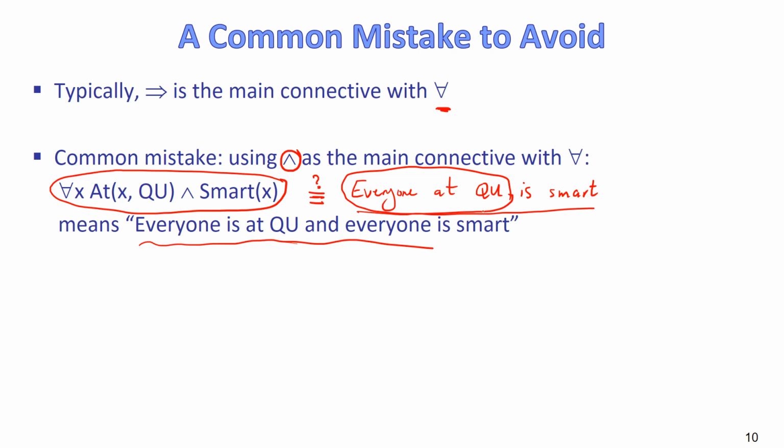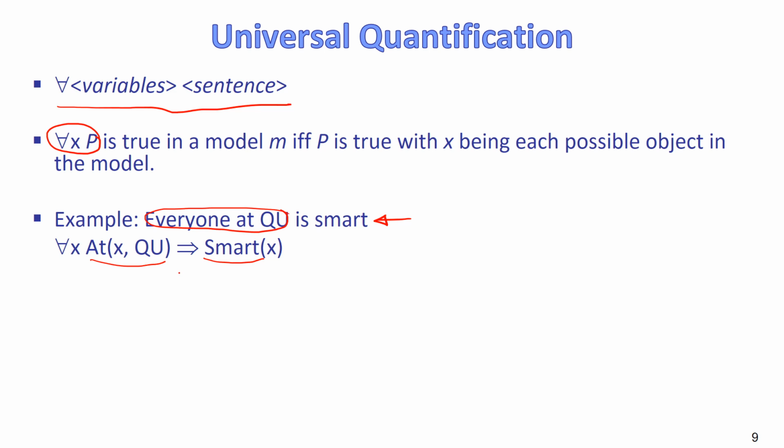How can we interpret this using first order logic? Back here, we have to use the implication statement. Okay, if x is at QU, then x is smart. Is this clear? The difference between the two sentences is clear. Any questions about that?